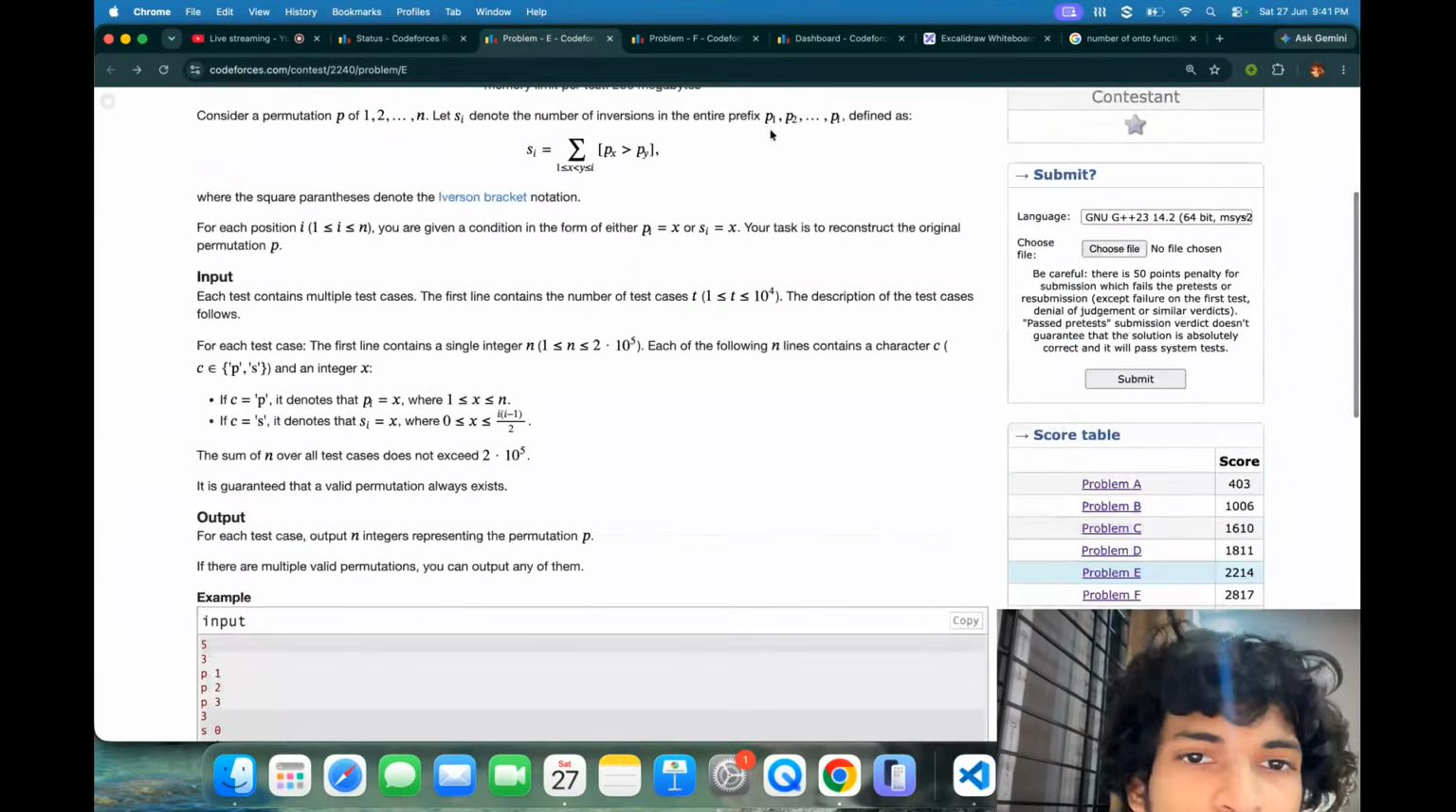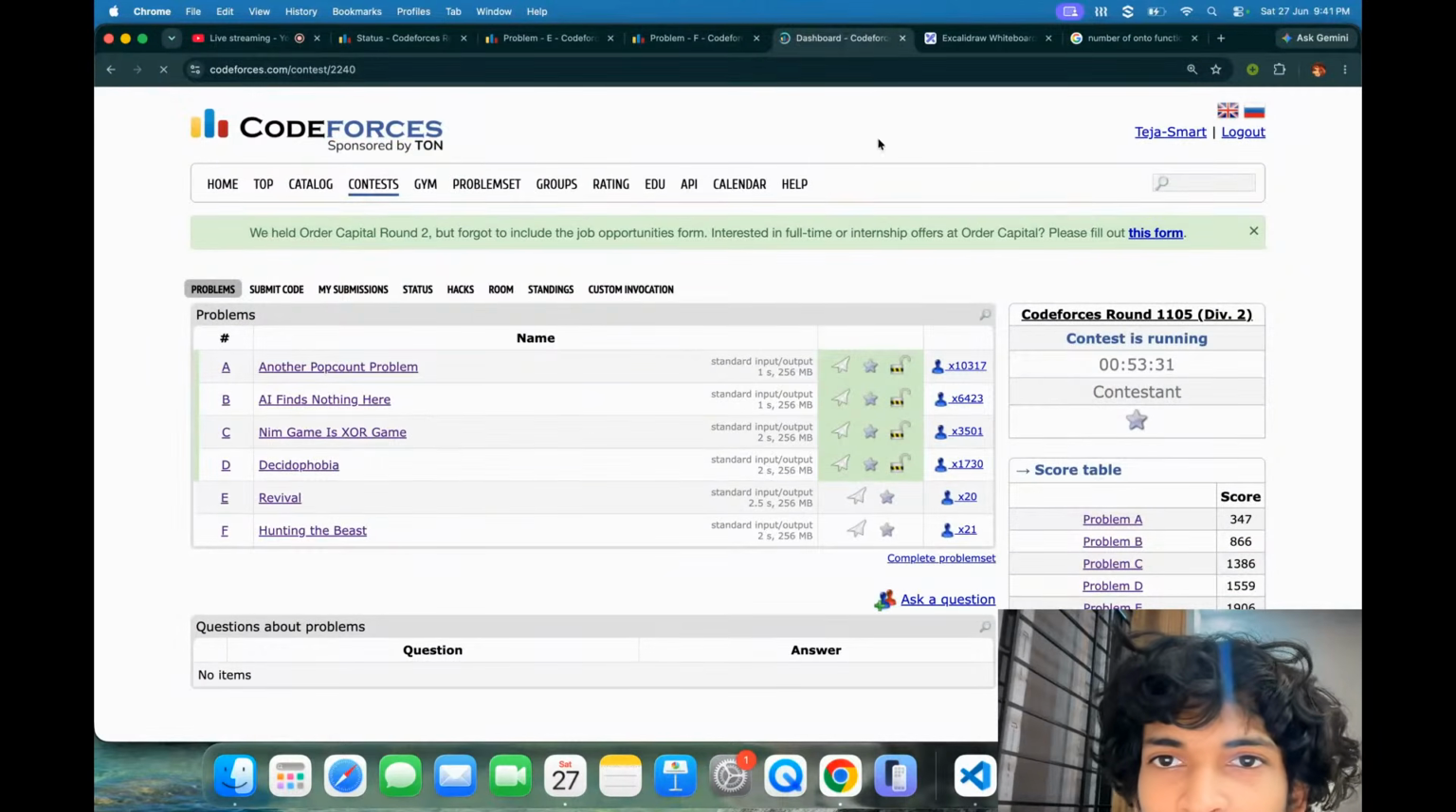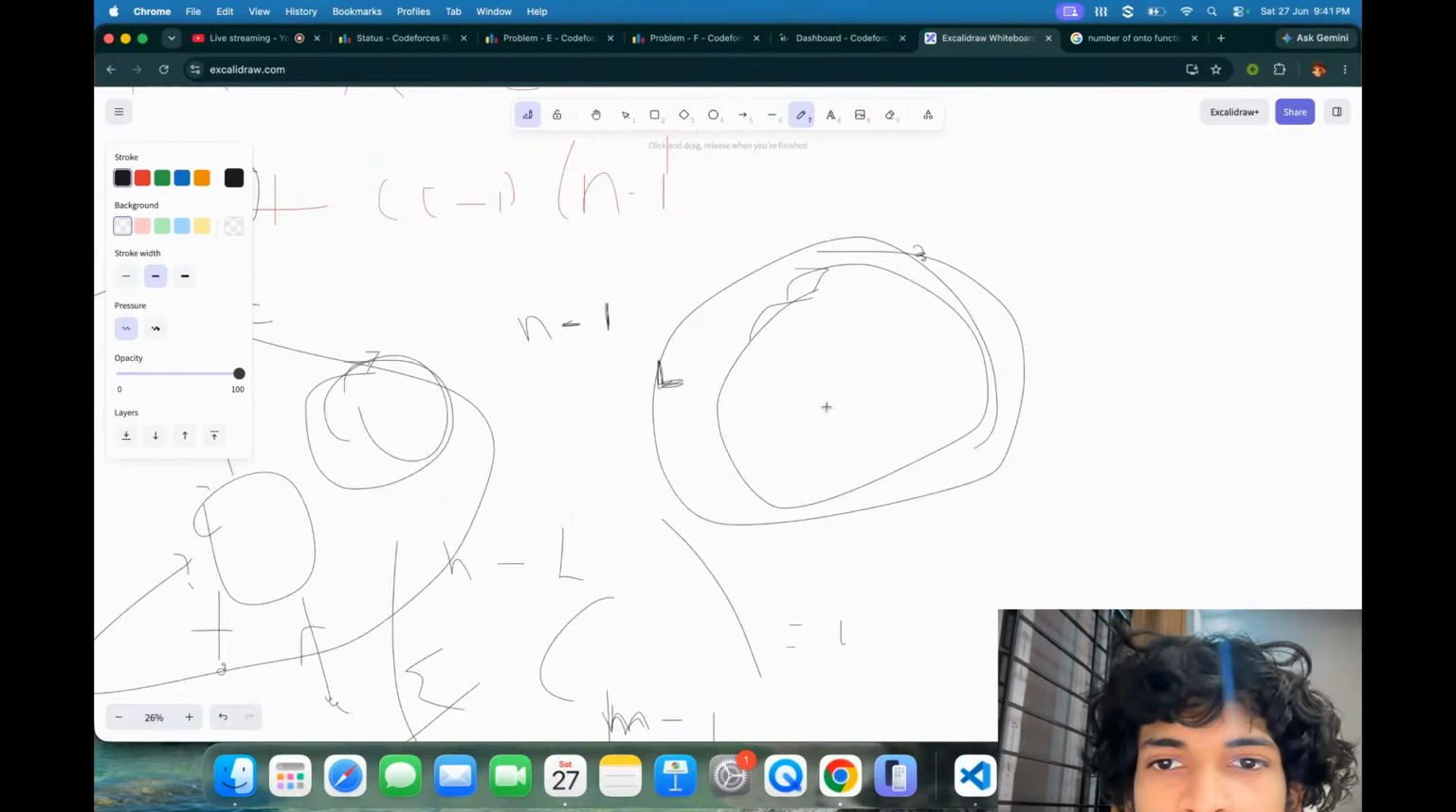I have 30 minutes to choose one of these problems. Which has more solves? Both have almost equal solves.